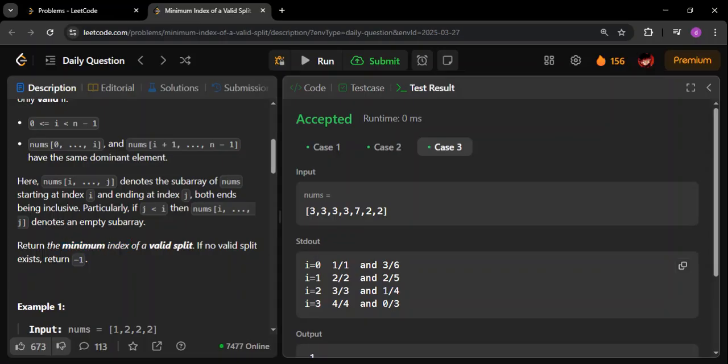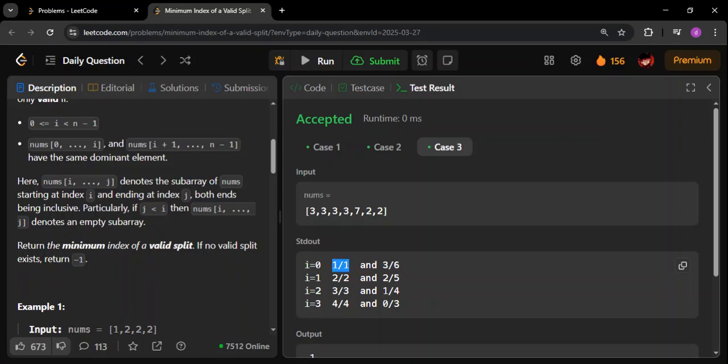So whenever the dominant element is occurring, I am trying to see the ratio of the frequency of the dominant element to the total number of elements we have in the left half. Similarly, the frequency of the dominant element and the number of elements we have in the right half. So I take the ratio of that, and for each index I'm calculating that.